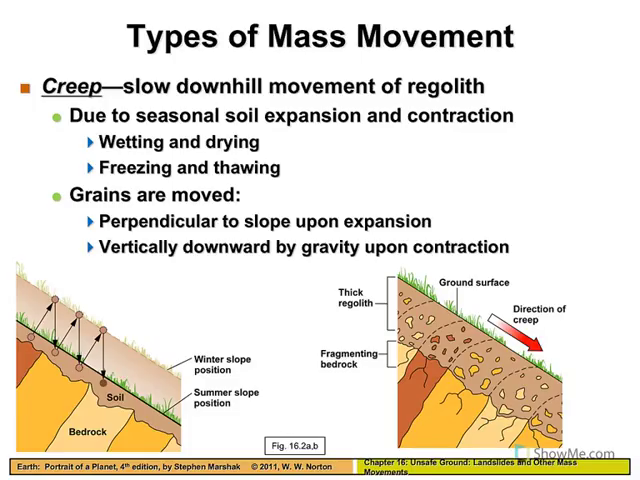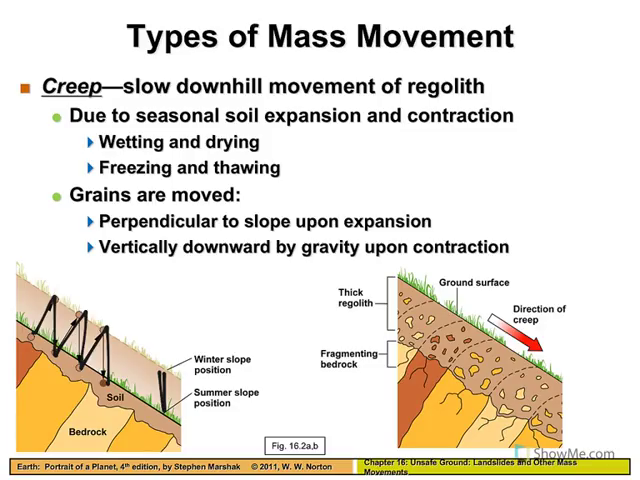So the first type of mass movement I want to talk about is the slowest, and that's called creep. With creep, we have this very slow downhill movement of this material on top that we call the regolith. Basically what happens is every year, especially up north, the material undergoes freezing and thawing. In the wintertime, the ground freezes, and when it freezes, it expands, and when it thaws, it contracts. So as it freezes and thaws, as it expands and contracts, the material moves, right? So you can get this very slow downhill movement.